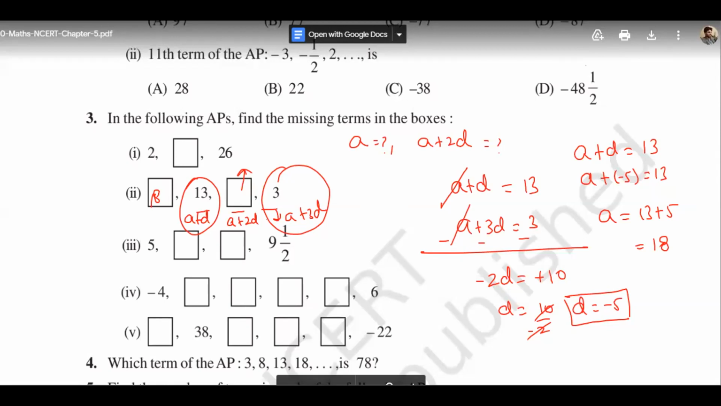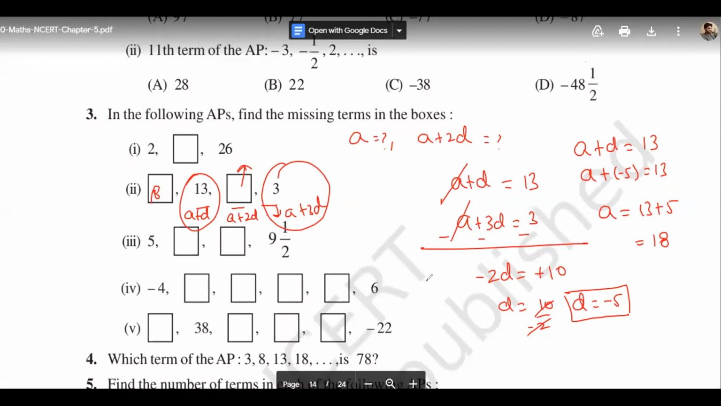Sir, 8. So what is your third term? 8, na? It would be 8. How can you say that?